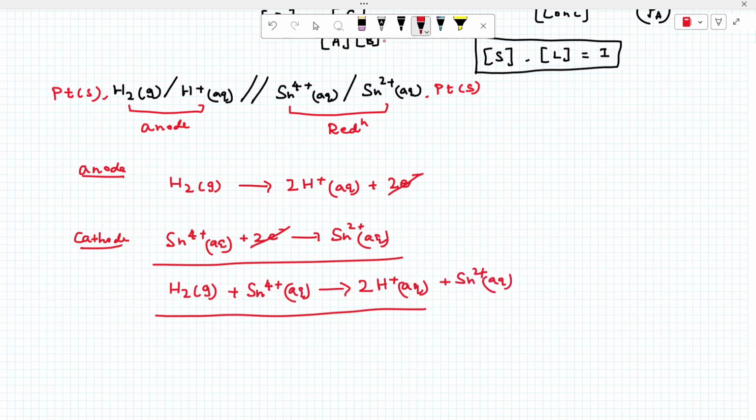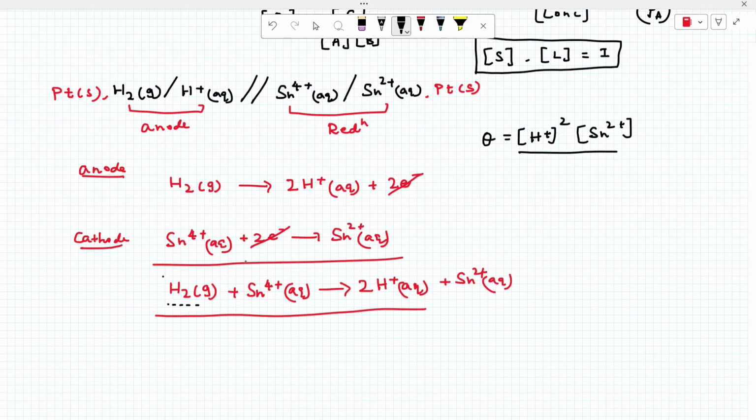Now, write what is the Q value for this reaction. Anyone tell me what is Q? The reaction quotient is equal to H plus whole squared, times Sn2 plus, divided by Sn4 plus. For this hydrogen, we use partial pressure instead of the concentration term, students.